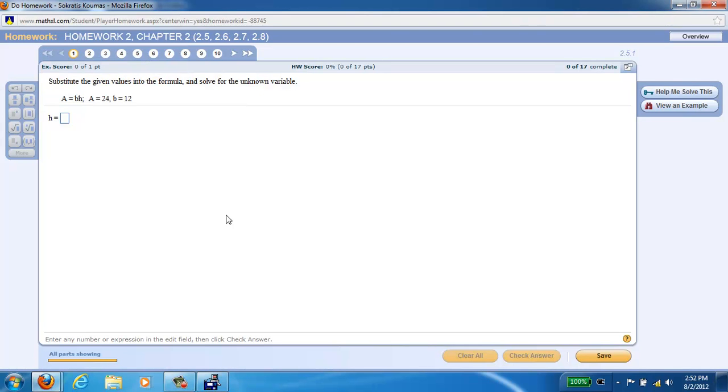Let's go to see the problems for homework 2, chapter 2b. So problem number 1, we're looking for the value of h. We know a and b, so we have to figure out what is the value of h.